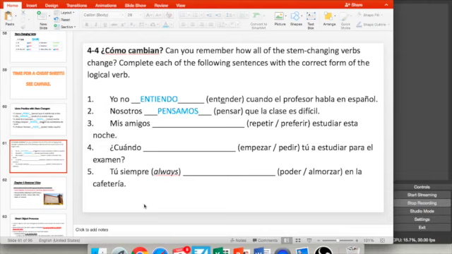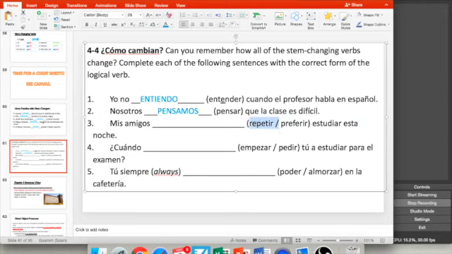All right, so one last time, take a moment, pause your audio, and give numbers 3, 4, and 5 a try for me. All right, now that you had a second to try these. Number 3, mis amigos repetir estudiar esta noche. Or mis amigos preferir estudiar esta noche. So either my friends repeat to study tonight or my friends prefer to study tonight.